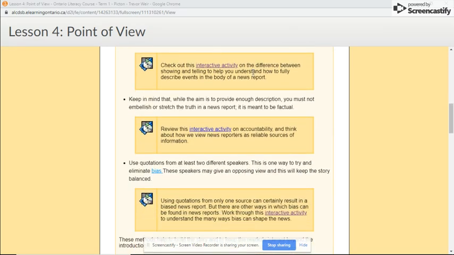There's a number of interactive activities that I think help you understand the concept of showing and telling, how we review information, and using quotations. And I think all these three are especially important. Please go through and you can take notes on each one of these.